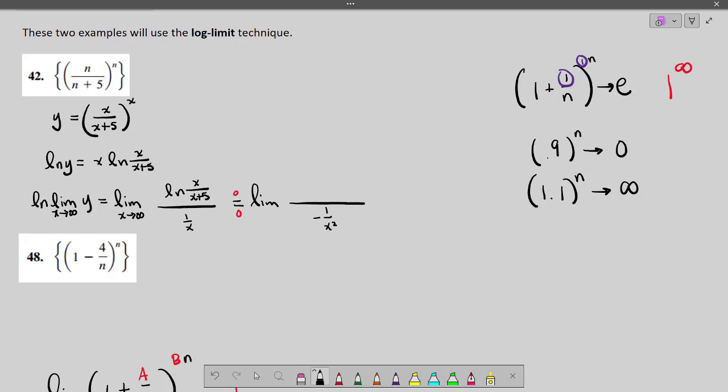x to the negative 1, negative x to the negative 2. The numerator's derivative, derivative of a log, is 1 over the inside. Okay, so we flip the inside, 1 over the inside, multiplied by the derivative of the inside. The inside is a quotient, so the derivative of the inside is calculated with the quotient rule.